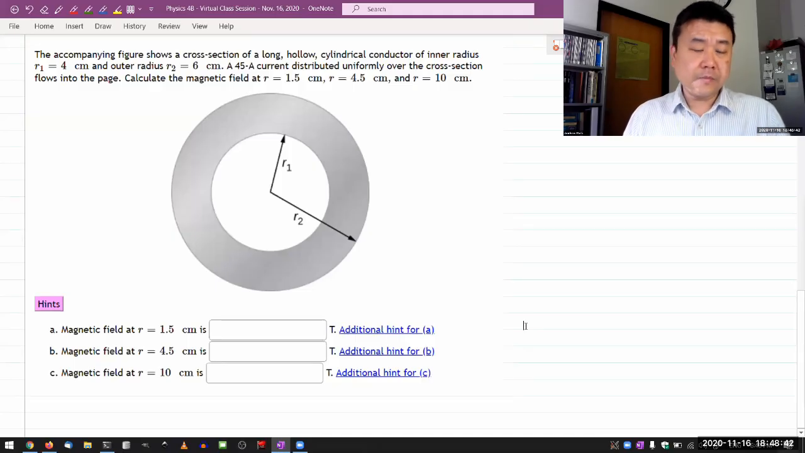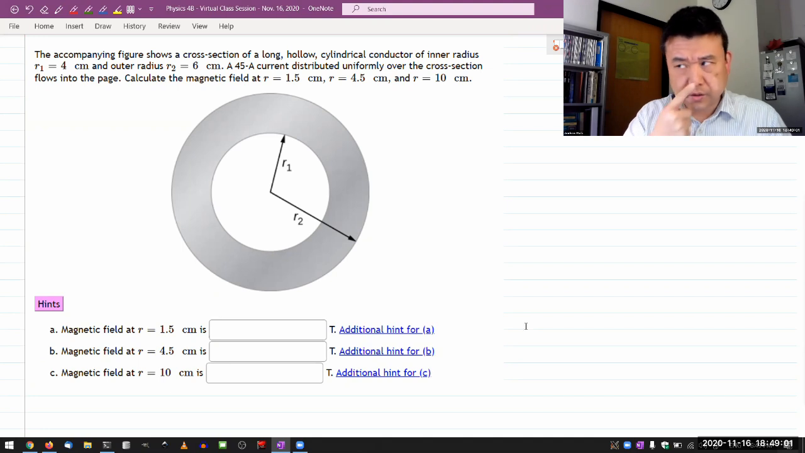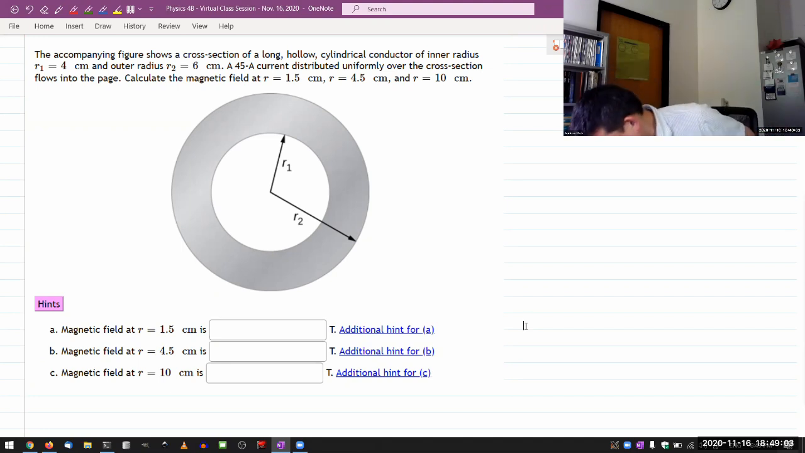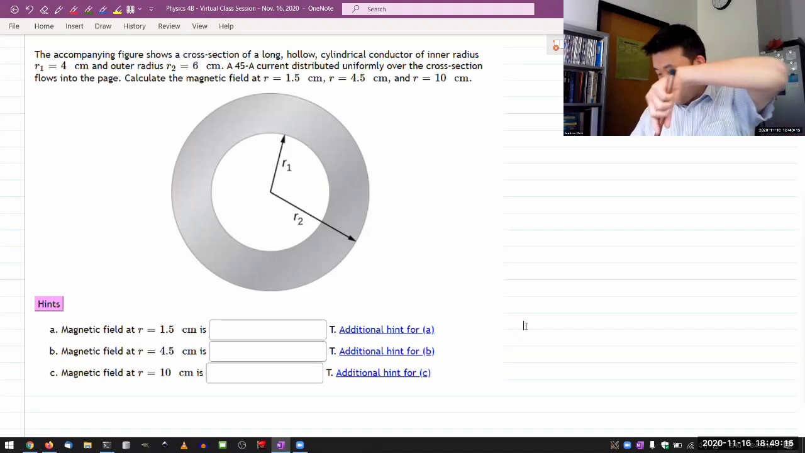Okay, so this is the question. It says the accompanying figure shows a cross section of a long, hollow, cylindrical conductor of some inner radius and outer radius. So I hope as you read the description and look at the figure that you have this image in mind. Let me show it. I happen to have these. If I had extra time, I would do this demo. So what they're describing is basically something that looks like a pipe.